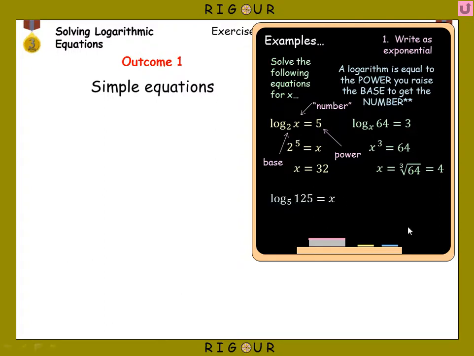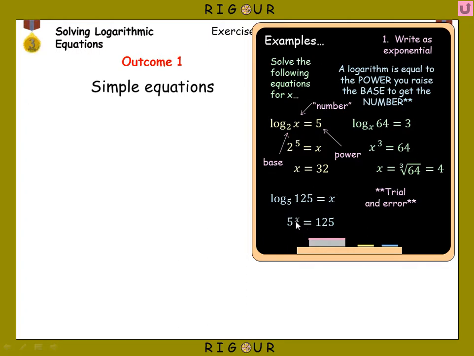Let's try another one. So log to the base 5 of 125 equals x. So we're going to write again as an exponential. So it's equal to the power, so x is the power, that you raise the base, so it's 5 to the power of x, to get the number, so that's going to equal 125. Now how do you solve the equation when it's in this form? 5 to the power of what is 125? Well, all you can really do here is trial and error. Is it 0? No, because 5 to the power of 0 is 1. Is it 2? No, because 5 squared is 25.